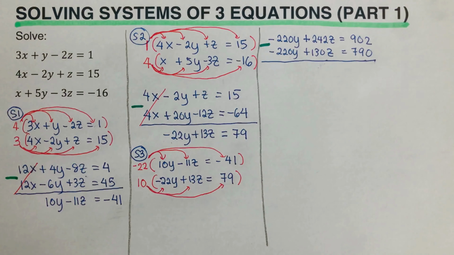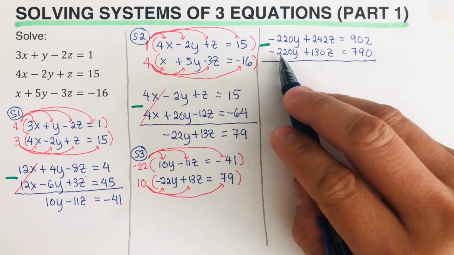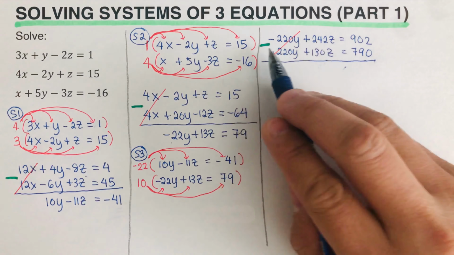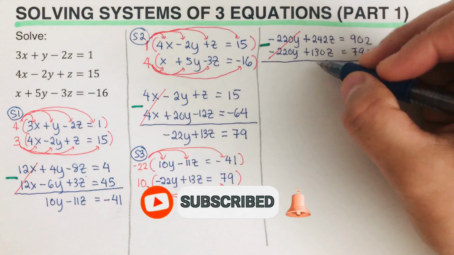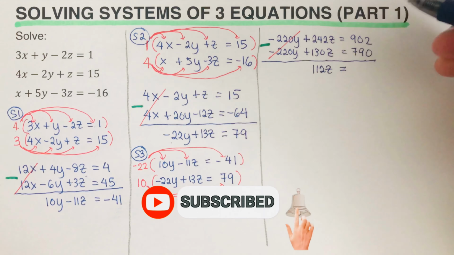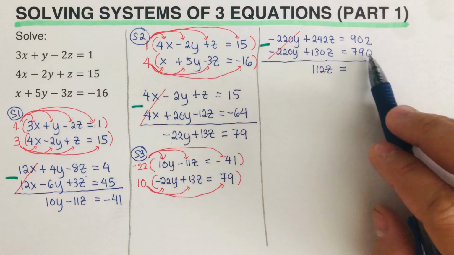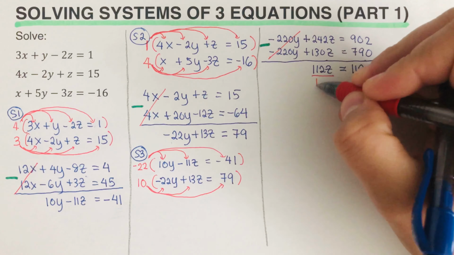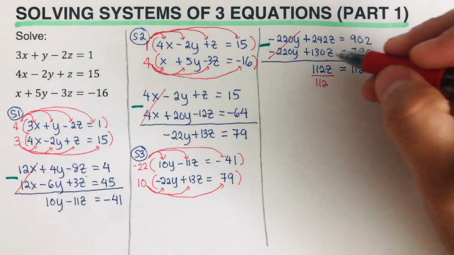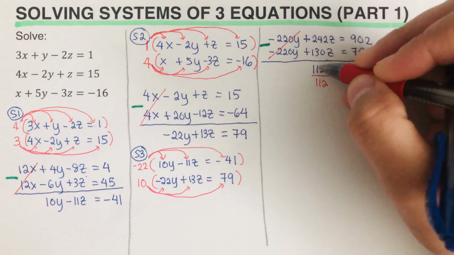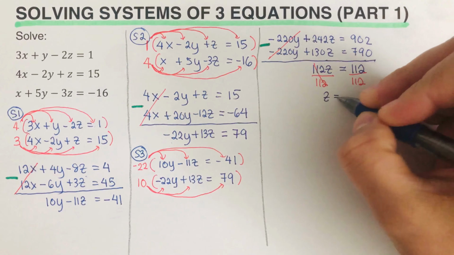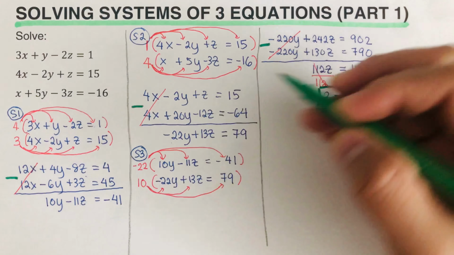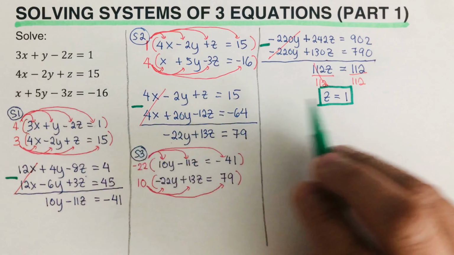Once we minus this, negative 220y minus negative 220y, they get crossed out. So it becomes 0. So then 242z minus 130z is 112z. And so that is equal to 902 minus 790 is 112. So then we can go ahead and divide both sides by 112 so that we can solve for z. So divide this by 112 so we can cross this out. So our z is actually equal to 1. So this is our value for z. So all these z's here in this 3 equation will be 1.